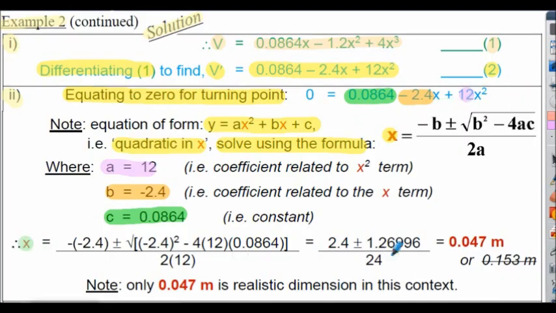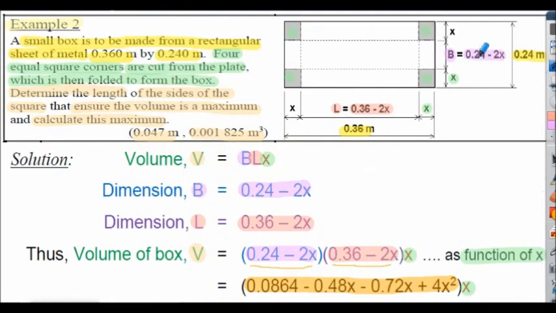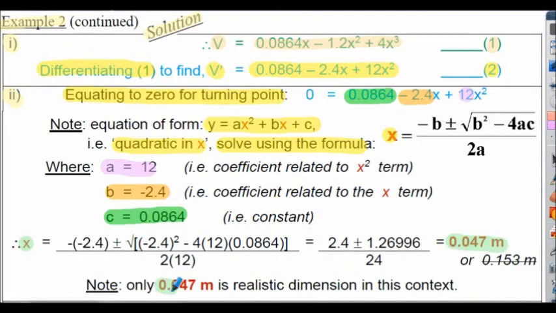Solving the quadratic for x, there's always two solutions to a quadratic, but only one solution is valid in this particular case, and that's the 0.047 meters. Cannot use the 0.153 meters. It's an academic solution, because in this case we couldn't construct the box if the x dimension is 0.153, considering 0.153 doubled, so that value of x is not valid for this particular problem. So only 0.047 is a realistic dimension in the context of the question.